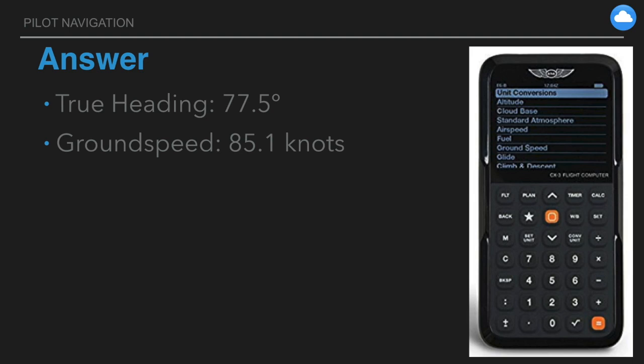Essentially, you're making that course correction to the left. You're pointing the airplane into the wind, and you're going to get a ground speed of 85.1 knots. And the calculator will do all the other calculations using 85.1 knots. If you were doing this using graph paper or a manual computer, you'd never see 0.1 of a knot. You just wouldn't.